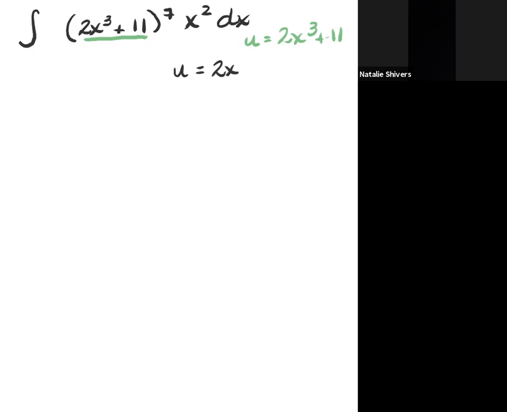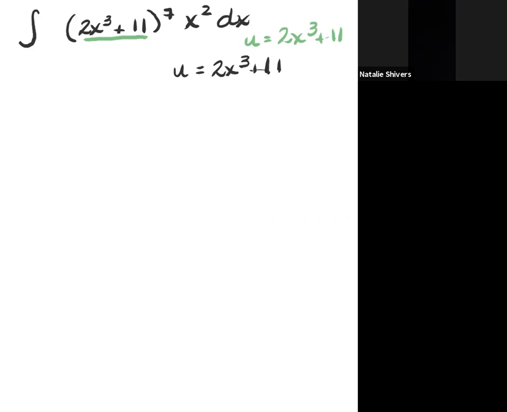So we're going to do (2x cubed plus 11) to the 7th times x squared dx. Okay, so again, the u is the inside. So u equals 2x cubed plus 11. So that's what goes in when you put it into WebWork.